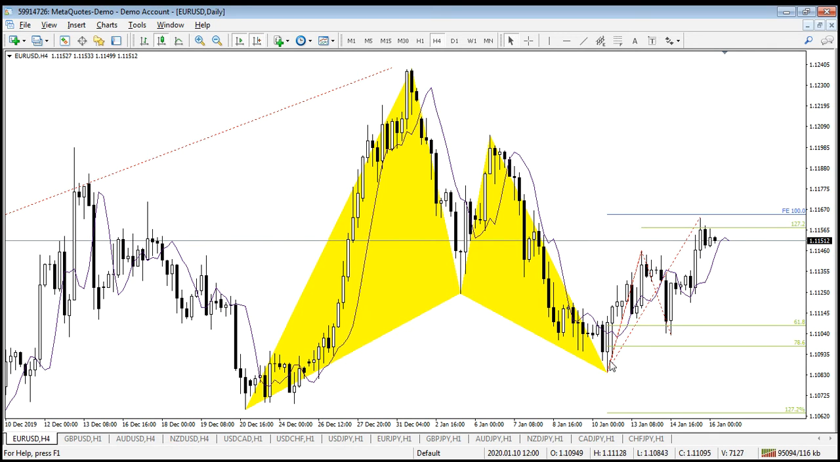So here the story is the same. This BC correction or retracement is 61.8 of the AB, so CD should be 127.2 of BC, and then reversal should take place. This shows exhaustion of the price. When CD is slower and CD is smaller, it shows that the price is exhausting, it's tired, and now it will fall.